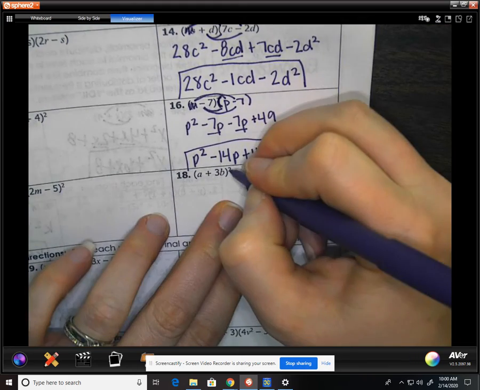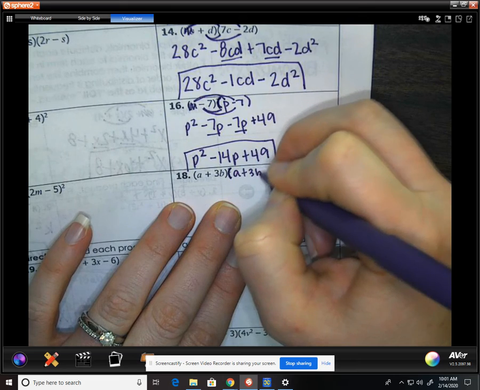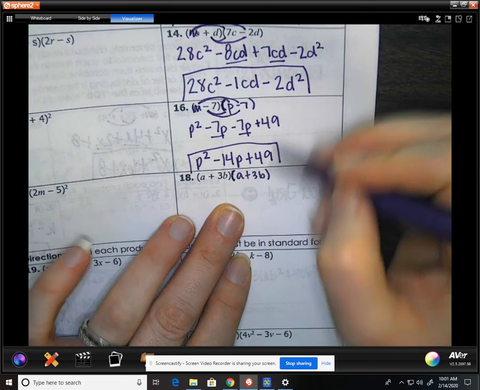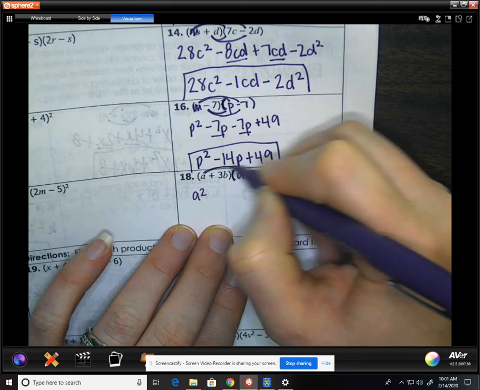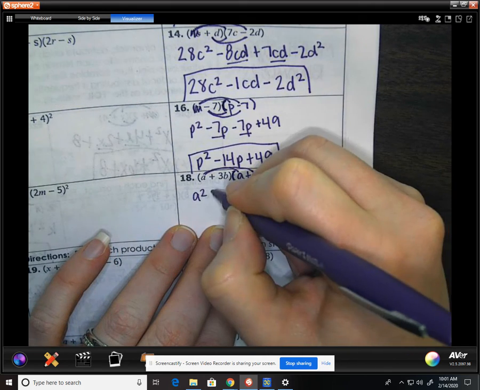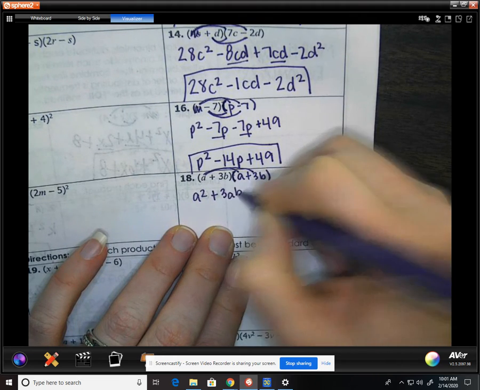Okay, for 18, again, you have that squared. We're going to scratch the squared, and we're going to write A plus 3B again. And now we just follow the rules from above. So A times A is A squared. A times 3B, this would give me a positive. I keep that 3, and then I write my letters alphabetical, AB.